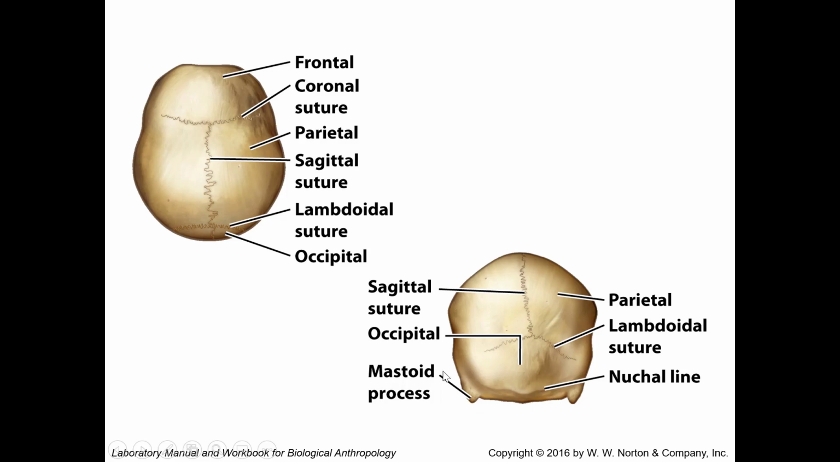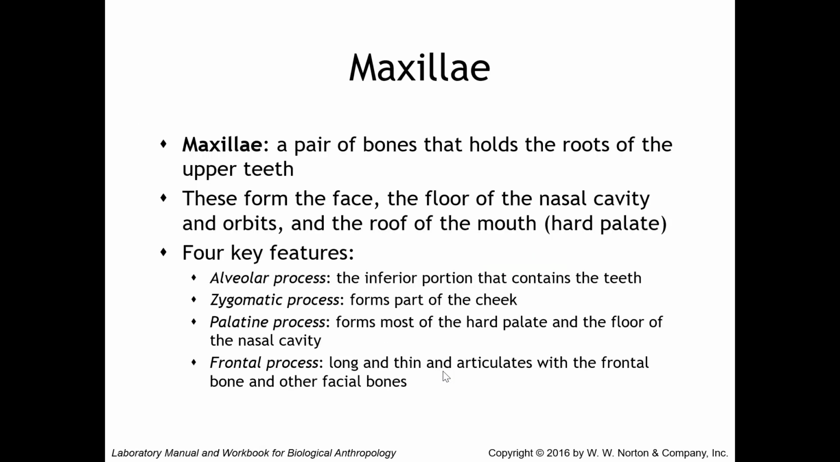So moving on from here, we've got the maxillae. It's plural, maxillae, and if it's singular, it'll be the maxilla. The maxillae are a pair of bones that hold the roots of the upper teeth, right? If you feel right above your teeth, that's where your maxillae are. They form the face. They form the floor of the nasal cavity and the orbits and the roof of the mouth, or the hard palate.